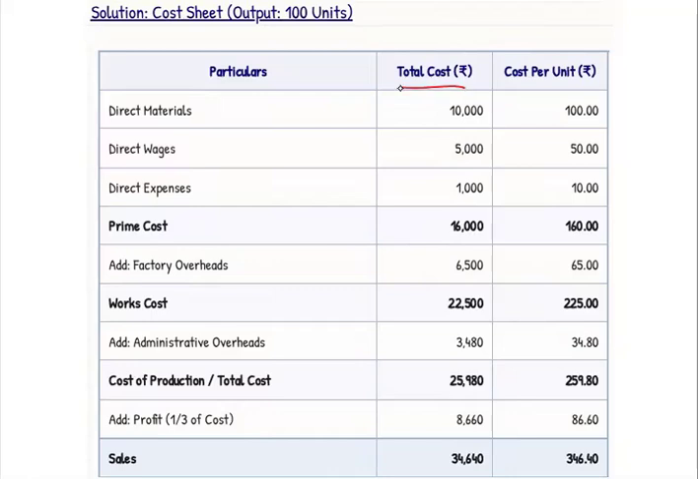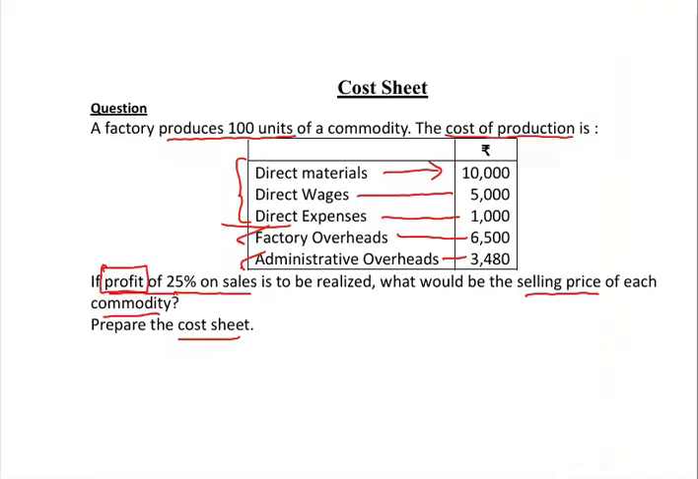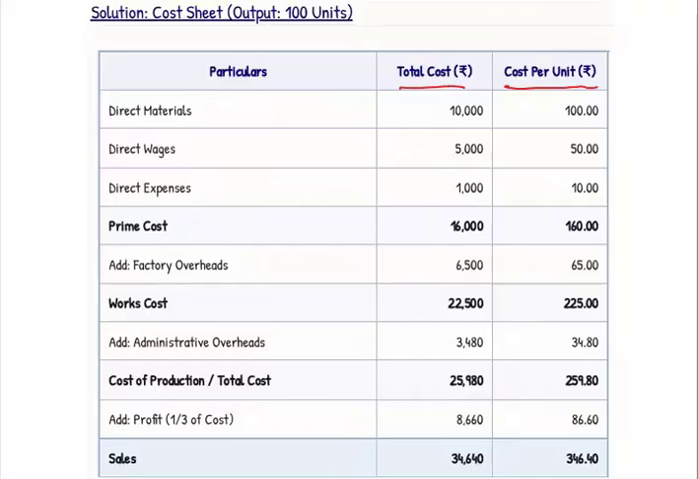particulars, total cost and cost per unit columns are given. The first one, direct material 10,000. This has been given here, 10,000 rupees. The cost per unit will be 10,000 divided by 100 units. It will be 100 cost per unit, 100 rupees per unit.